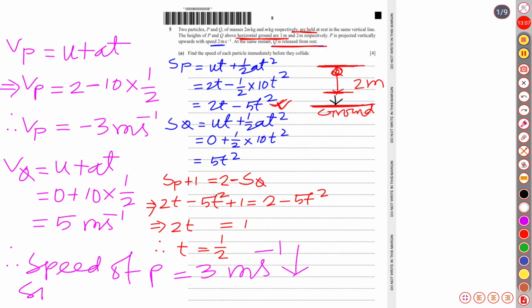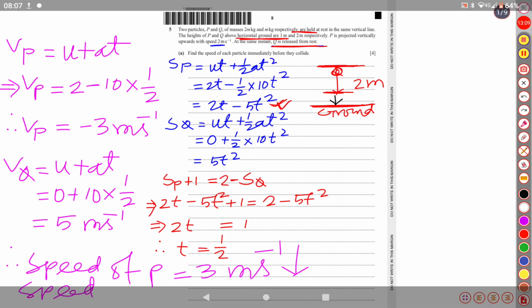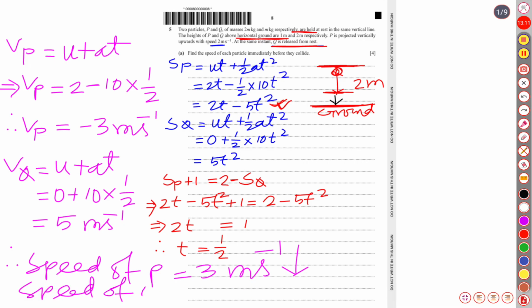Then the speed of q was 5 meter per second, and we should not forget that q was released from rest downward, so the velocity of q was definitely downward. That means the direction of both of the particles was the same, downward. So that's all about the solution to the first part of this question. Let's move on to the immediate next part.